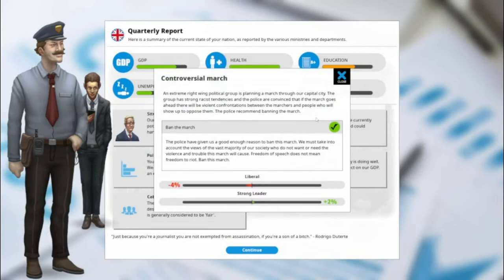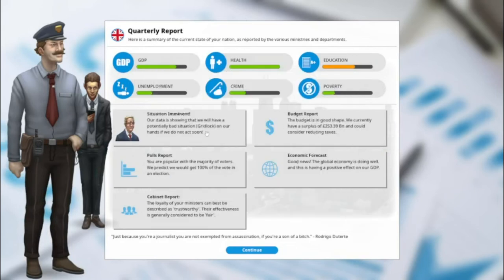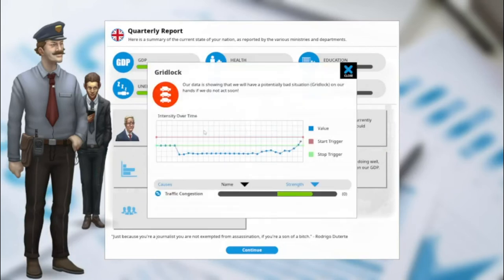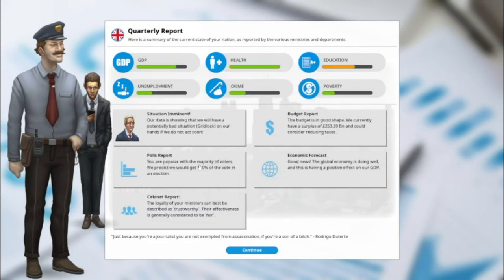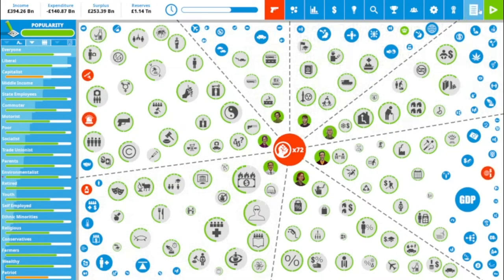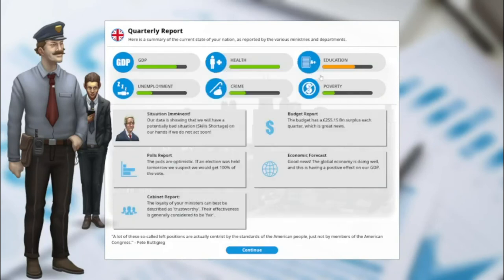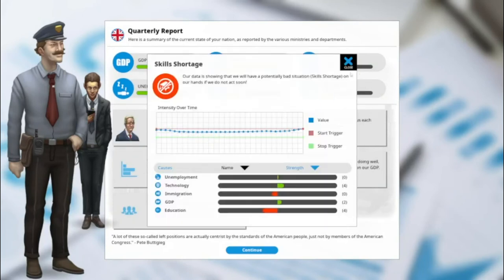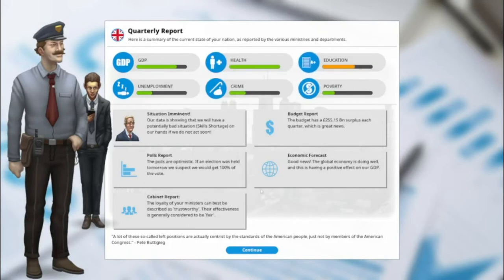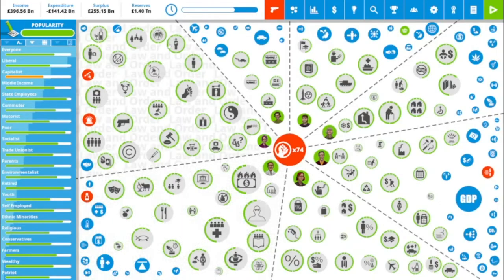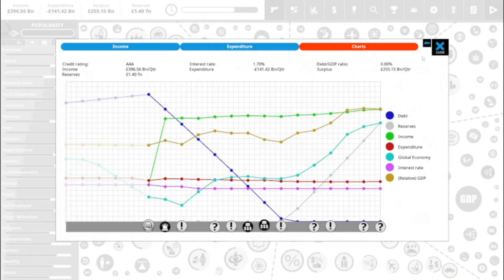Controversial march, let's ban it. Gridlock. Gridlock. Due to the economy doing so well, probably. It's still at 100%. Everything's peachy. Foreign presidential visit. I accept the offer. Skills shortage is coming. We've got loads of extra money. We've got 1.4 trillion in reserves now.